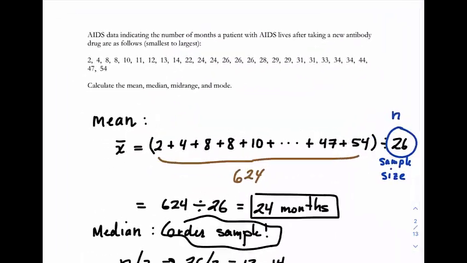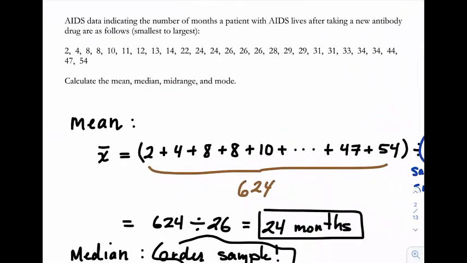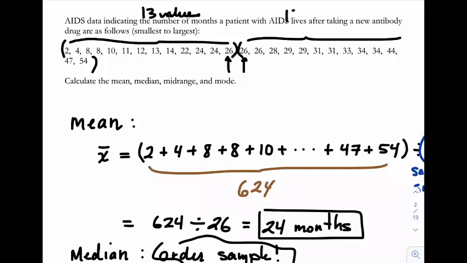Let's count the 13th number in the list. We start with 2, the minimum. So this would be 1, 2, 3, 4, 5, 6, 7, 8, 9, 10, 11, 12, 13. This first 26 is the 13th value, and the one after it is the 14th value. Imagine here that you have an even number of values. Up at the top, we have 13 values below the median, and above it we have 13 values.